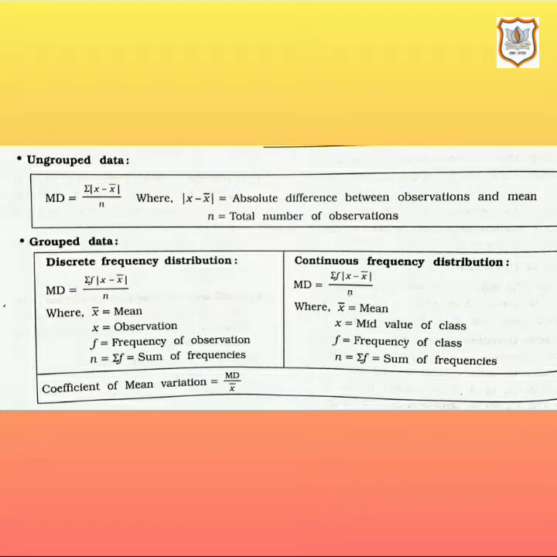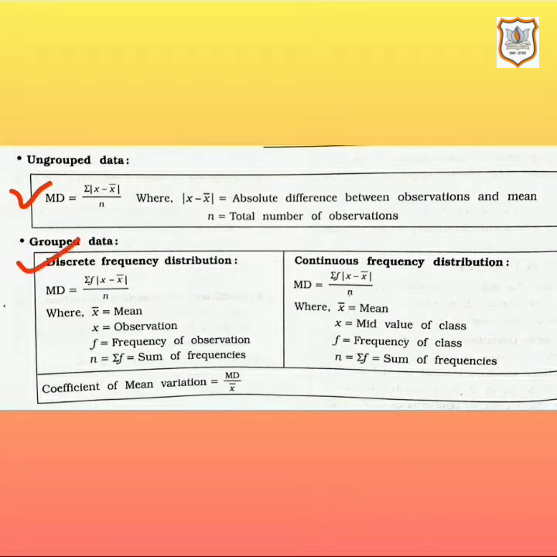In this video, we are going to do sums related to mean deviation. So let's have a look at the formulas of mean deviation of ungrouped data and grouped data. For ungrouped data, mean deviation is equal to sigma absolute x minus x bar upon n, where absolute x minus x bar is the difference between observations and the mean, and n is the total number of observations.